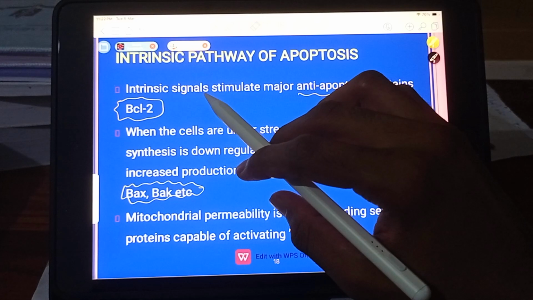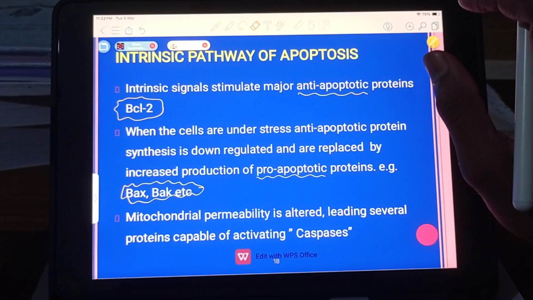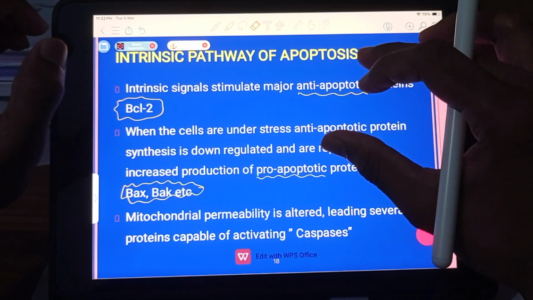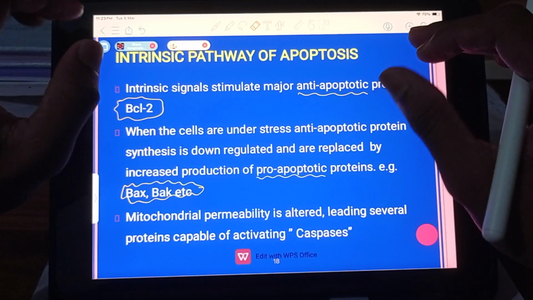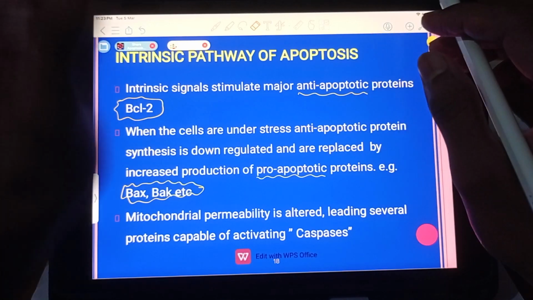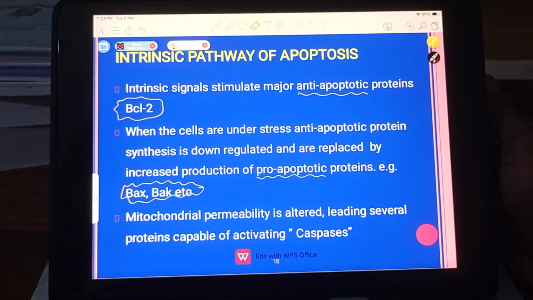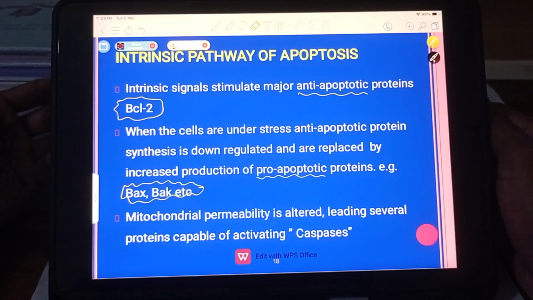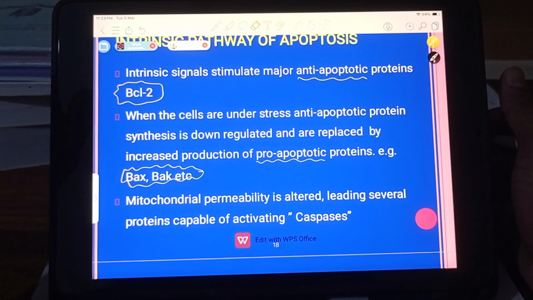The intrinsic signals stimulate the major anti-apoptotic protein BCL2. That means if a cell is in a normal human body, the cells are in a normal state. So if there is no problem, the anti-apoptotic protein will be stimulated. So what will happen? Apoptosis, that means cell death, will not occur. If there were simply apoptosis, all the cells would get damaged. So to avoid that, BCL2 is always activated.